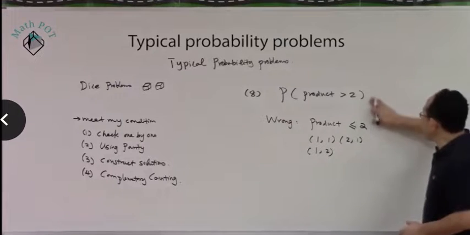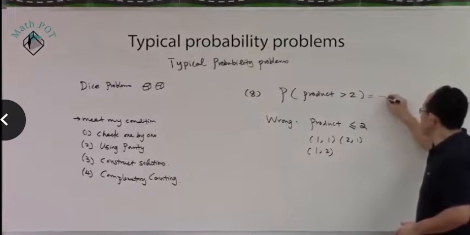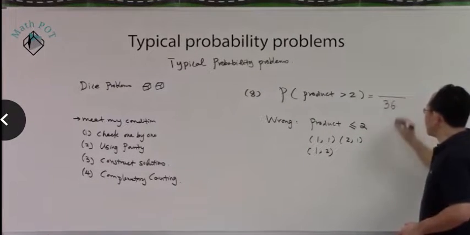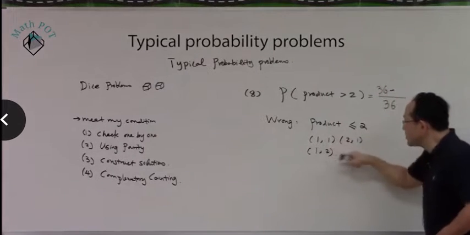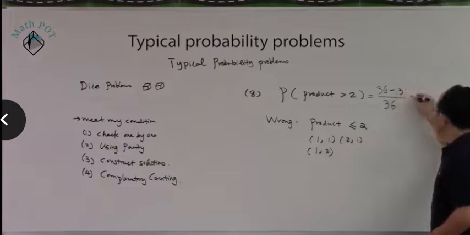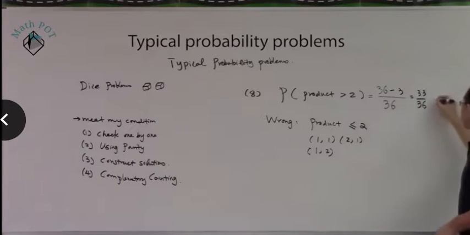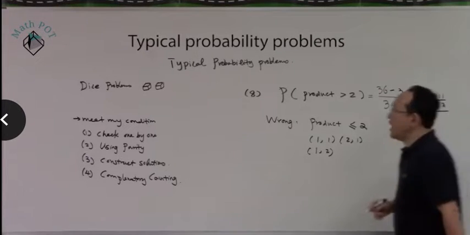Anyway, now we are ready to figure out the final answer. Clearly total is nothing but 36. The outcomes satisfying the condition are 36, and then subtract those 3 wrong answers. Of course, that gives nothing but 33 over 36. Of course, simplified, divided by 3, the number is 11 over 12. That is the answer for this one.